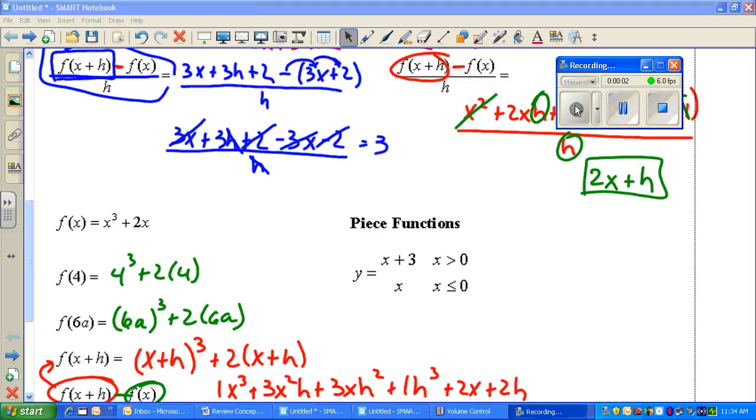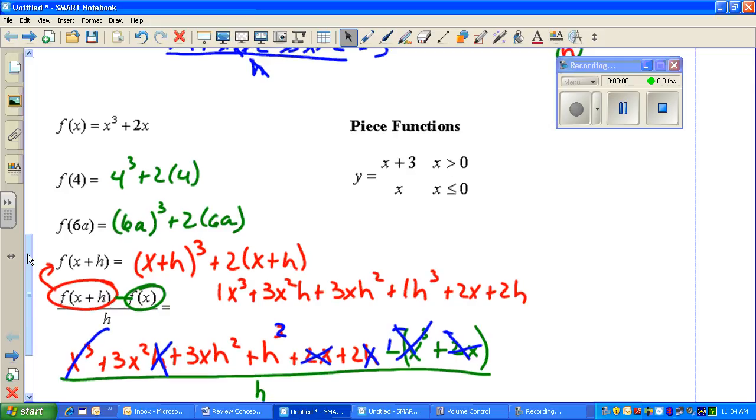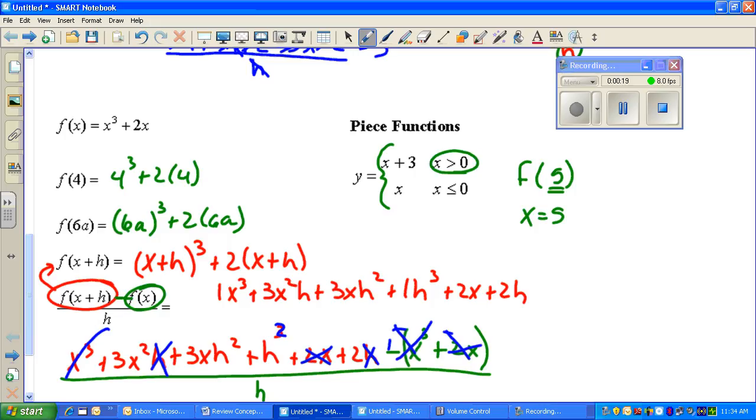When graphing functions, we can look at them in pieces, and the pieces are based on the inequalities shown. So in this example, I have two pieces. If I was asking you, what is f at 5? I would see that x is equal to 5. Therefore, it satisfies the condition that x is greater than 0. So this is the piece f at 5 is referring to, and my answer would be 8.